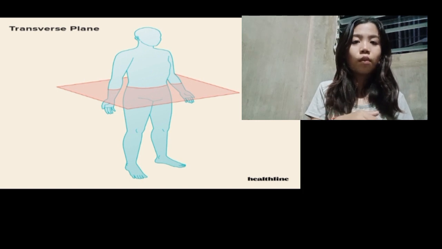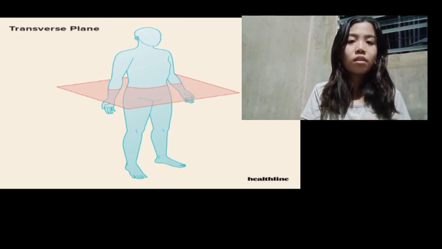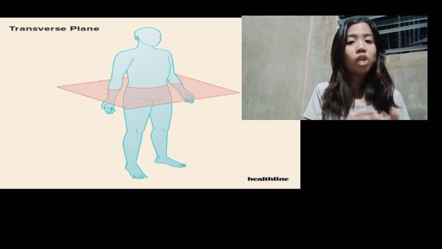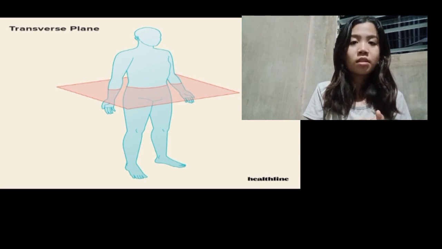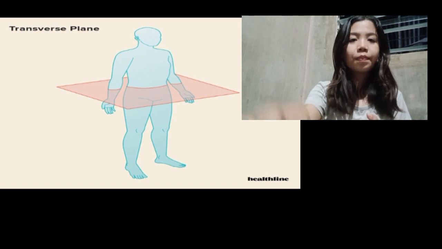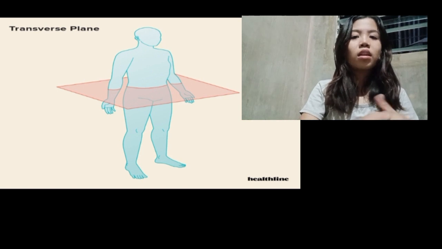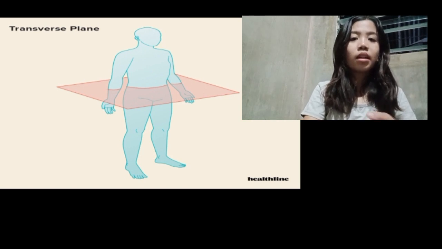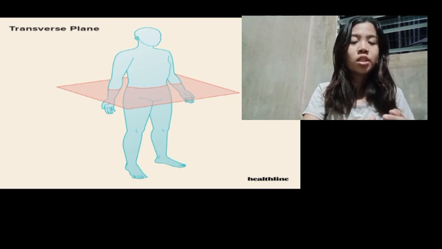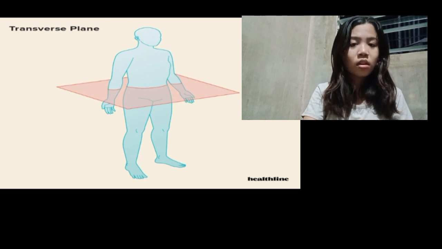Other movements within this plane include supination and pronation of the forearm, twisting of the trunk, and rotation of the hips. In addition to rotational movement, the transverse plane helps in understanding anatomical relationships and structures within the body. It is used in medical imaging, such as CT scans or MRI, to obtain cross-sectional views of the body.